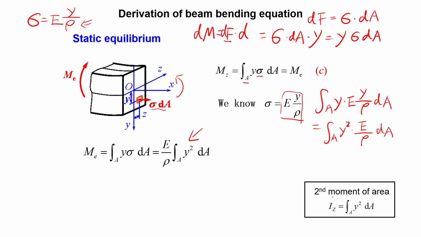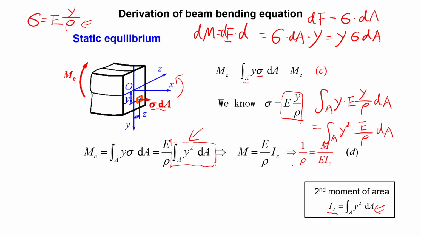Remember, we have learned the second moment of area, which we call Iz, equal to the integral of y squared dA, okay, and do the integrations. So you can compare this part. Essentially, that is the second moment of area, and we can replace that term with Iz, okay? That characterizes the resistance against bending. Now, moment equals E over rho times Iz.